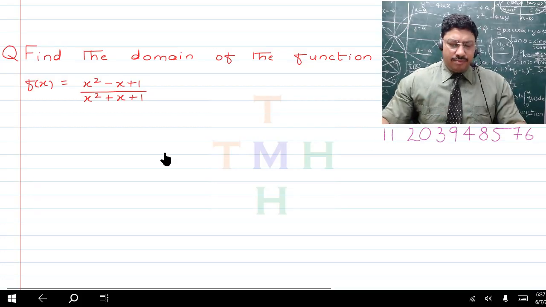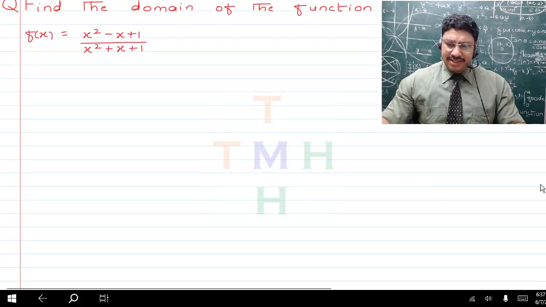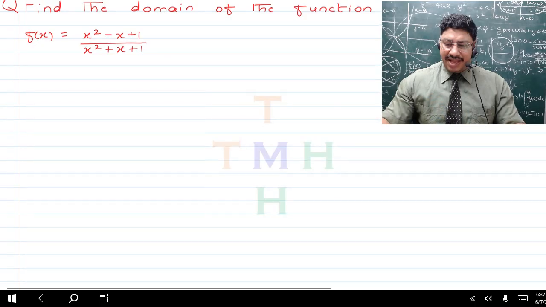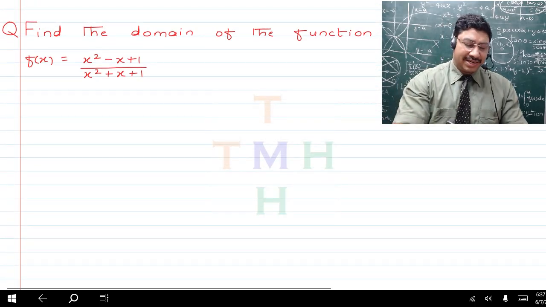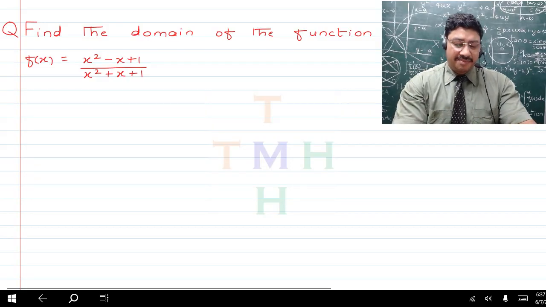Now we move ahead with the sum, and as you see, here in the question we've been given a function f of x, that is x square minus x plus 1, divided by x square plus x plus 1, and in this case we've got to find out the domain of the function.